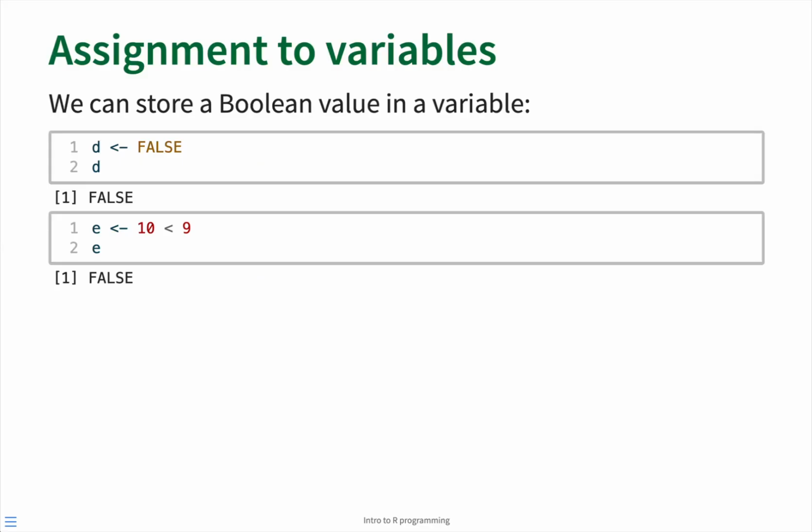We can assign a Boolean value to a variable, just like with a numeric value or a character string value. We can also assign the result of a Boolean expression to a variable. We're comparing to see if 10 is less than 9, and that's false. And so that result gets stored in E. Now, if we print out the value stored in E, well, then we just see that's the result of that expression.